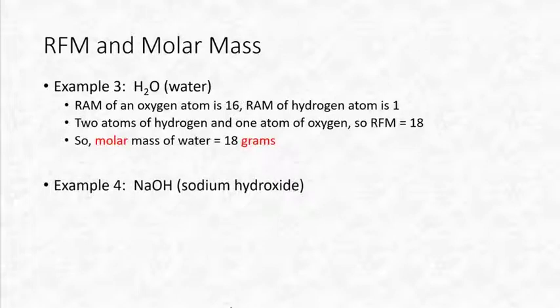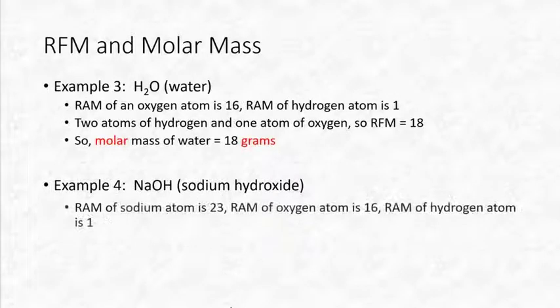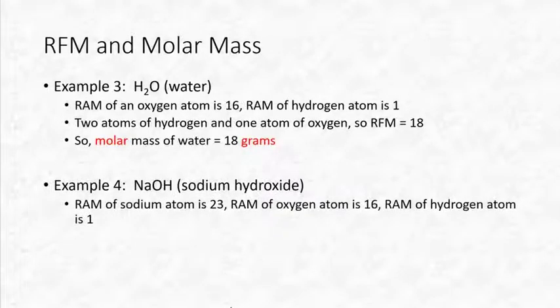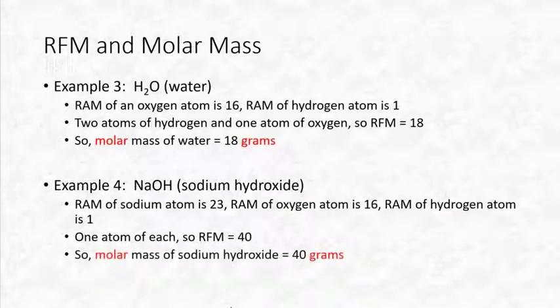Another example, sodium hydroxide, NaOH. So sodium has a relative atomic mass of 23. We've mentioned oxygen and hydrogen already. So one atom of each gives us a relative formula mass of 40. So a mole of sodium hydroxide molecules is 40 grams.